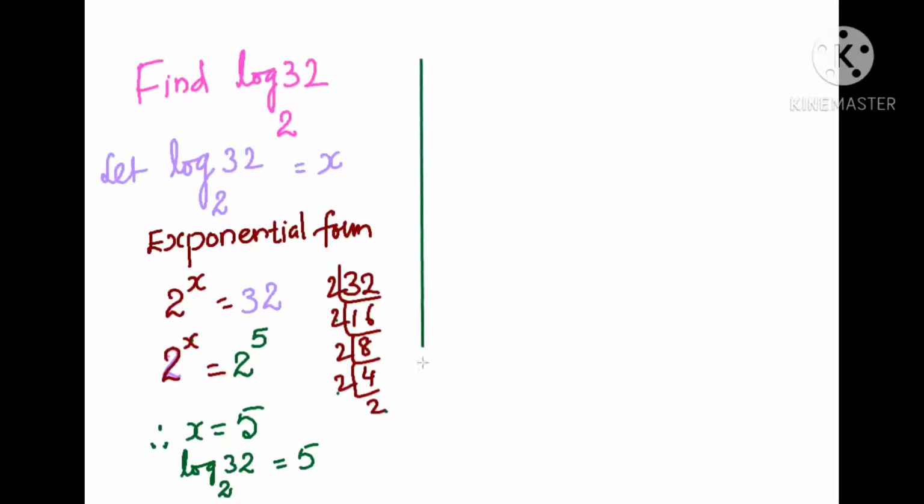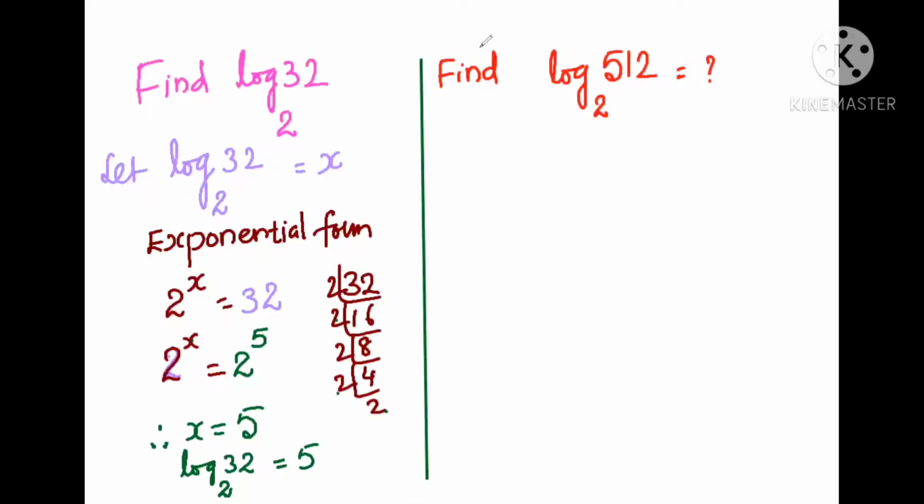So, find logarithm of 512 base 2. What is this value equal to? Here also we have to let logarithm of 512 base 2 is equal to some x. Now the exponential form.